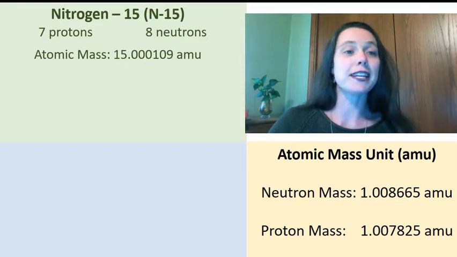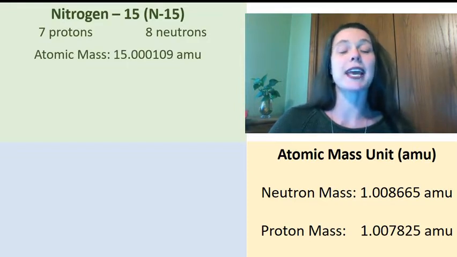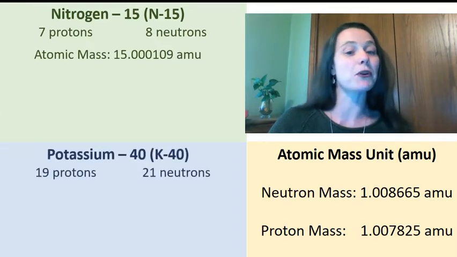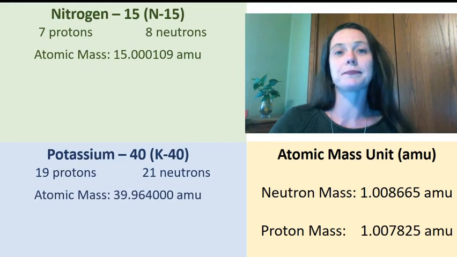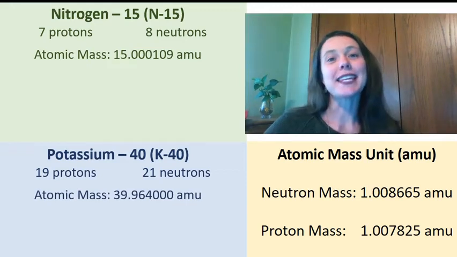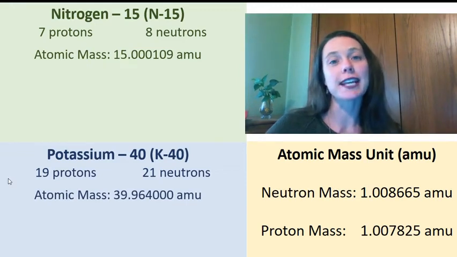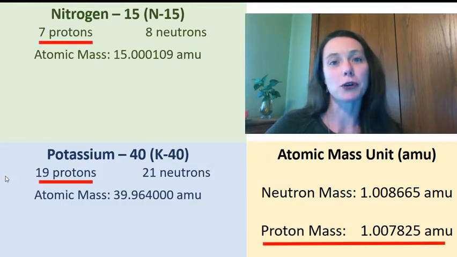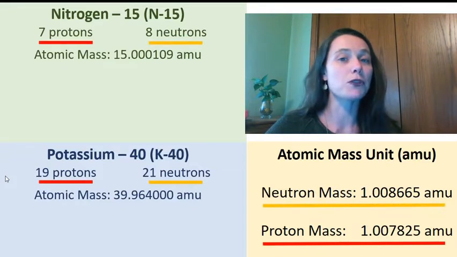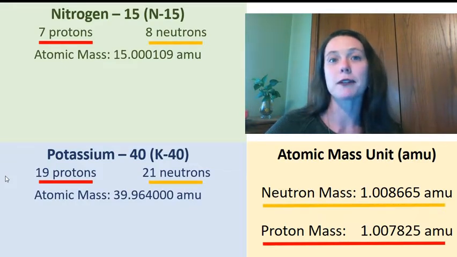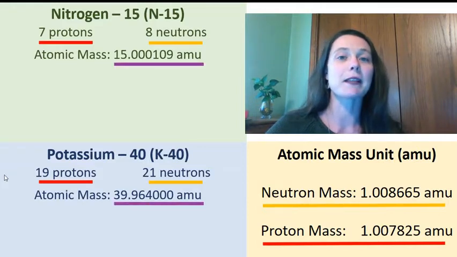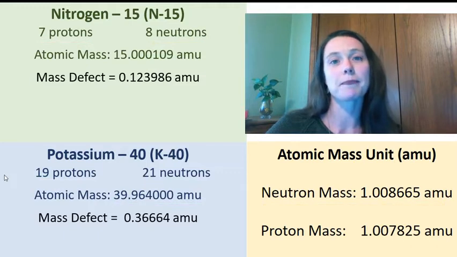For nitrogen-15, we have 7 protons and 8 neutrons. For potassium-40, we have 19 protons and 21 neutrons. To calculate the mass defect for each of these isotopes, we will take the number of protons multiplied by the mass of a proton, the number of neutrons multiplied by the mass of a neutron. After adding these together, we will subtract the measured atomic mass. This gives us the mass defect for each element.